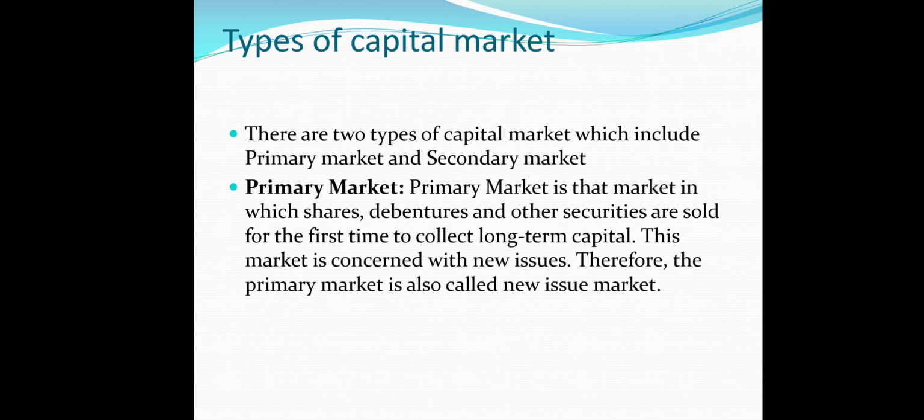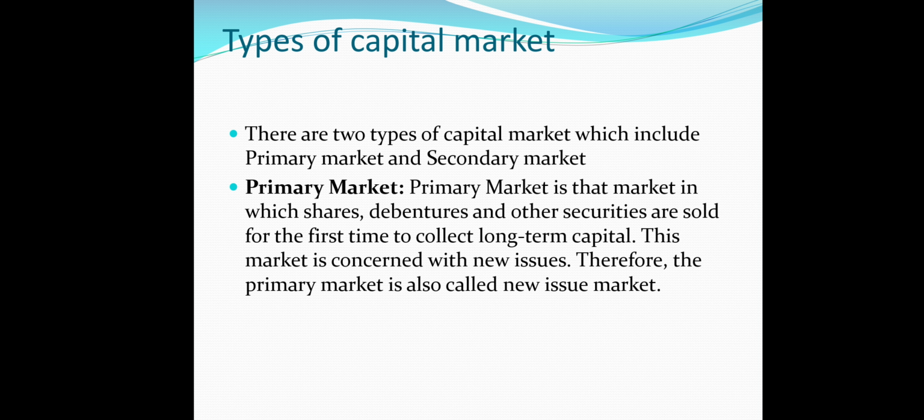If we talk about various types, there are basically two types of capital market which include the primary market and secondary market. Primary market is that market in which shares, debentures and other securities are sold for the first time to collect long-term capital. This market is concerned with new issues. Therefore, primary market is also known as new issue market.